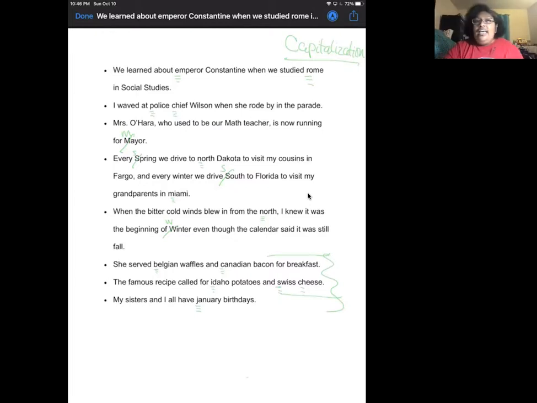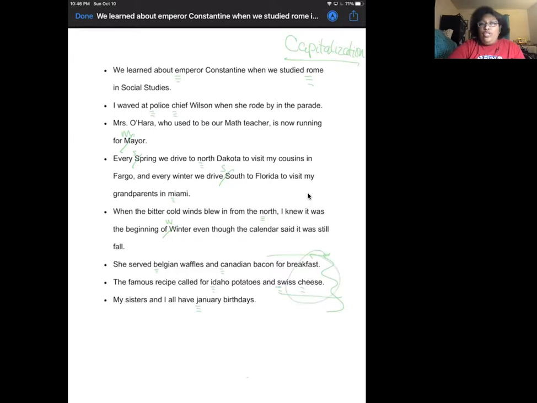It's just a weird thing. So sometimes things have the proper noun to it, right? Like Swiss cheese is the actual name, but these are adjectives. Belgian is describing the waffle, Canadian is describing the bacon. So the adjectives are capitalized, but not the thing that they are describing, right? So these two are really tricky.